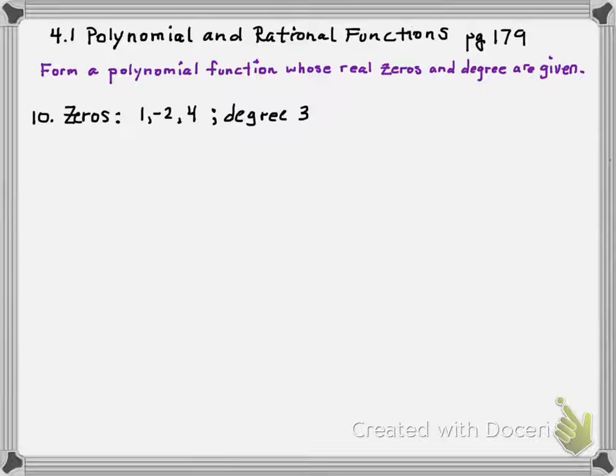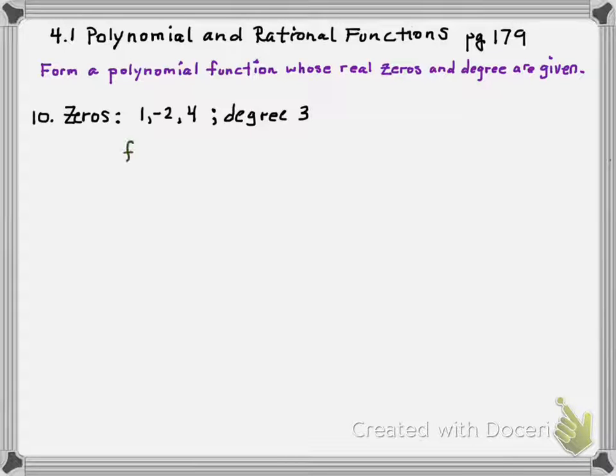Okay, so for number 10 and 11, we're going to form a polynomial function whose real zeros and degree are given. All right, so for number 10, they start out with giving us 3 zeros, positive 1, negative 2, positive 4, and a degree of 3. So our polynomial will ultimately be a third degree.